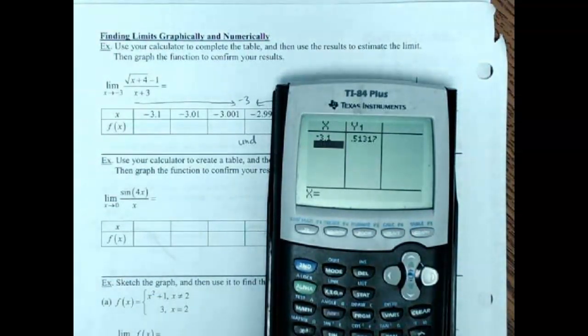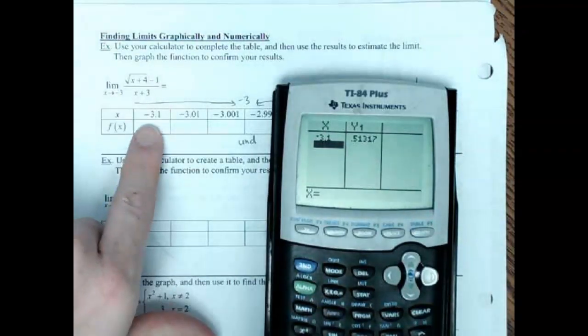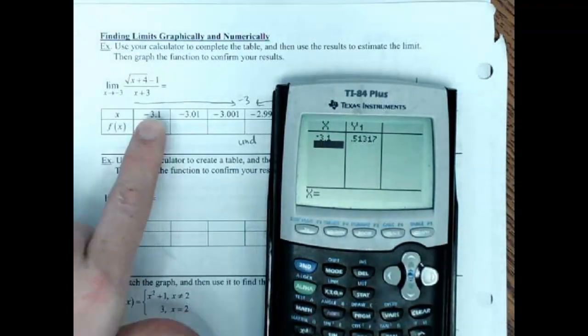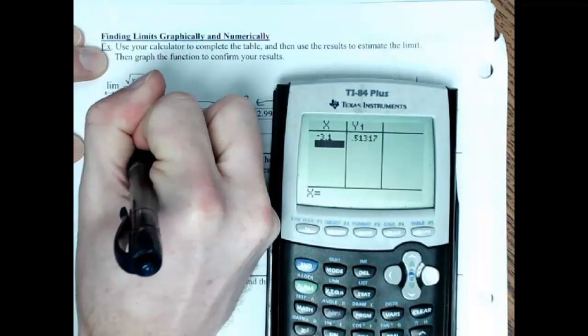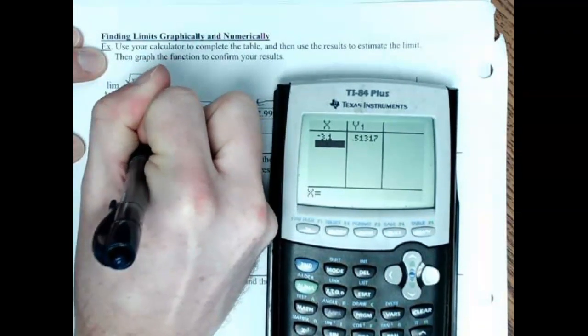So here we've got that first one. When the x value is -3.1, it looks like the y value is 0.51317.